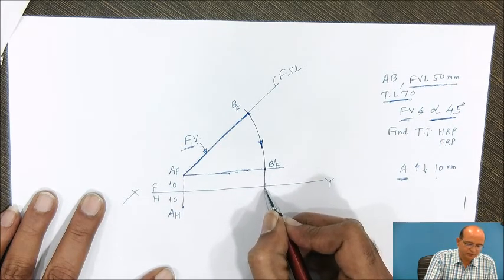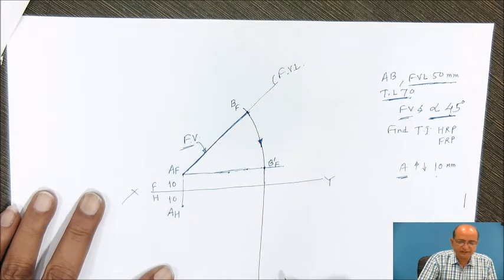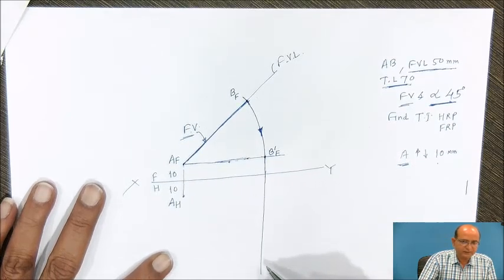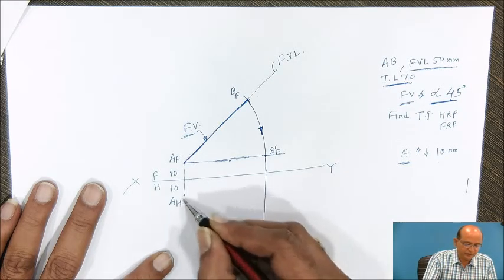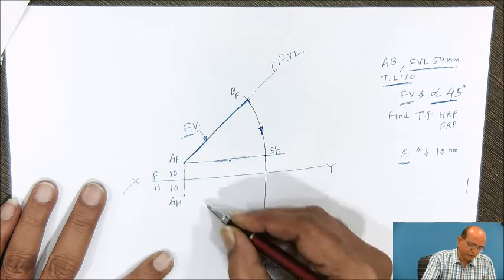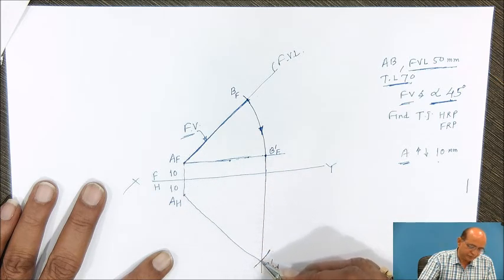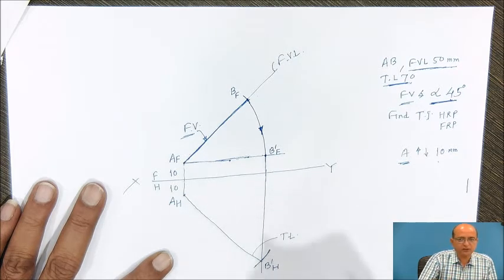On the projector of B dash F, we'll have the position of B dash H, and for that purpose, we'll take the distance 70 millimeter in the compass and mark that 70 millimeter distance over here. So a 70 millimeter radius from A H will give us the position of B dash H. So this is the true length of the line which we have obtained. So this is the line in the top view.